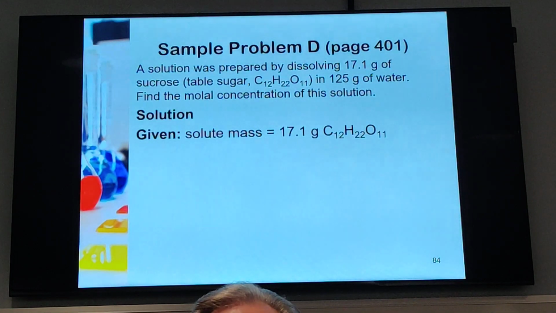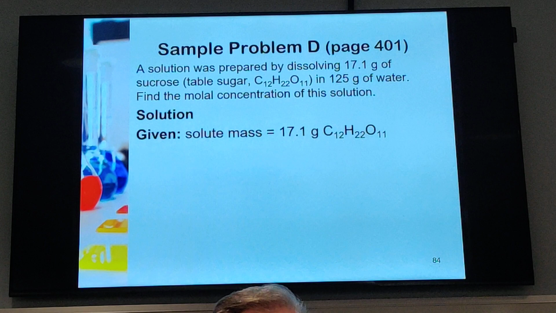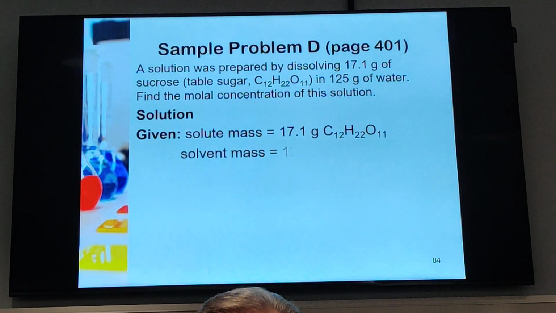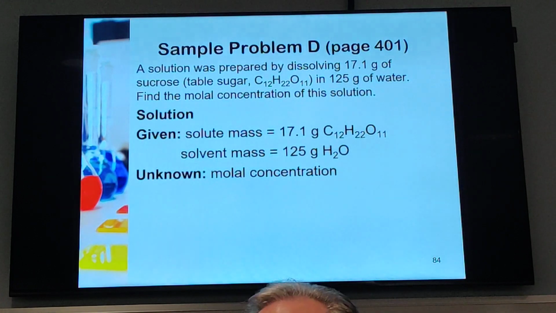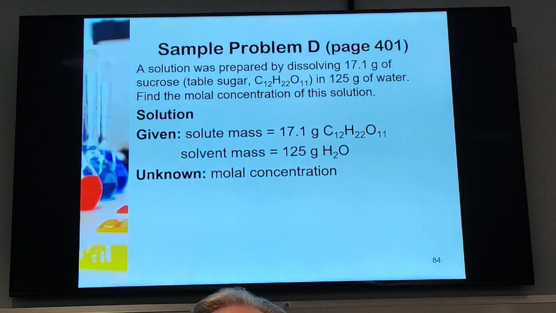Remember the formula from last year? I don't know if you do. That was C12H22O11. And then we have the mass of the solvent, which is 125 grams of water. And we're going to find out the molality of that. So, what do we need to use in our equation? We need to have moles, right? So how do I change grams into moles?